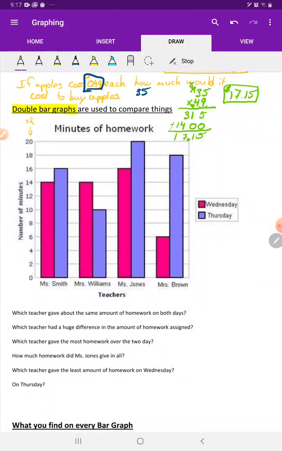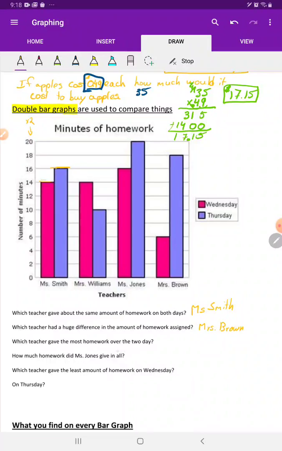Okay, so which teacher gives about the same amount of homework on both days? Well, we can look at this. Well, it's obviously not Mrs. Brown. That's very different. So Miss Smith, she gives about the same amount of homework on both days. These two lines are very similar, right here versus right here, whereas everything else. Which teacher has a huge difference in the amount of homework assigned? Well, that's Mrs. Brown. You can see on Wednesday, the pink, she doesn't give very much homework at all, only 6 minutes of homework, whereas on Thursday, she gives 18 minutes of homework. So there's a big difference between the two.